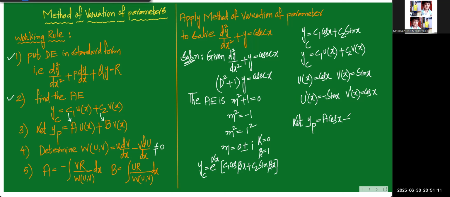plus b into v of x. The v of x value is sin x. Now our main motto is to find out the Wronskian before moving to the yp value. The Wronskian formula is W of u comma v is equal to, according to the working rule, u dy dx of v minus v dy dx of u.